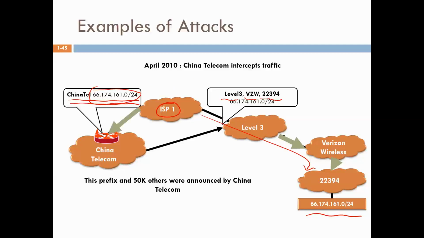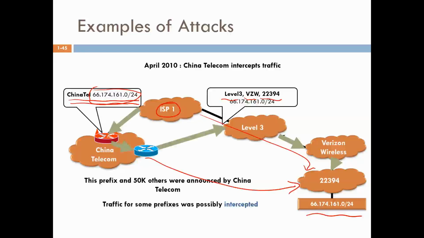Now, what happened in reality is that this was an interception of traffic. China Telecom received the traffic from all over the world and then forwarded it secretly to 22394. Okay, so it actually took a while until they discovered that the packets were going through China Telecom in this case.